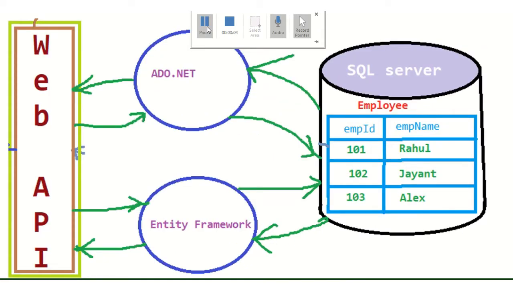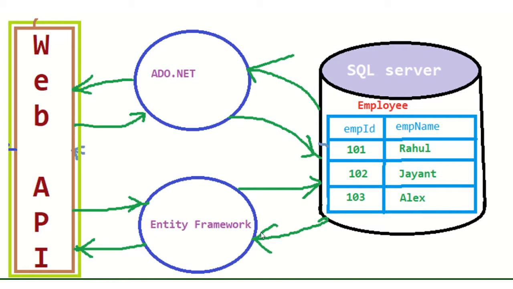Now I am going to show you how Web API will get data from SQL Server and give it to the web browser. Okay, so there are two methods. Either we can use ADO.NET to get data from SQL Server or insert data into SQL Server, and the other way is we can use Entity Framework to get data or insert data to the SQL Server table.